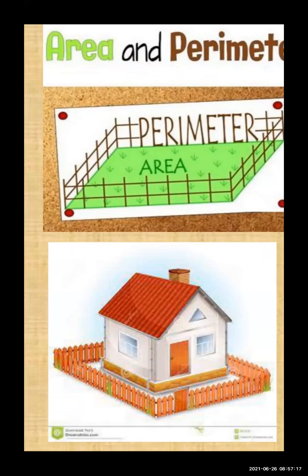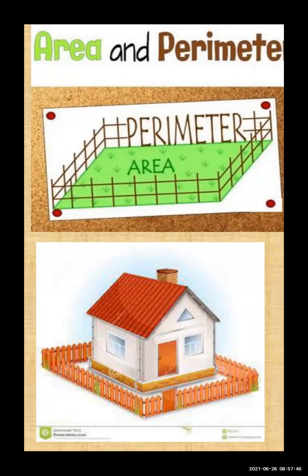And whatever area is taken by the house inside that perimeter, inside that outer boundary, that is called the area. In the first figure above, you can see where area is written, the green part, that is your area. And the fencing on the sides in brown color is your perimeter. So this is the best way to understand what is perimeter and what is area. The outer boundary is the perimeter, and the inner surface it has covered is your area.